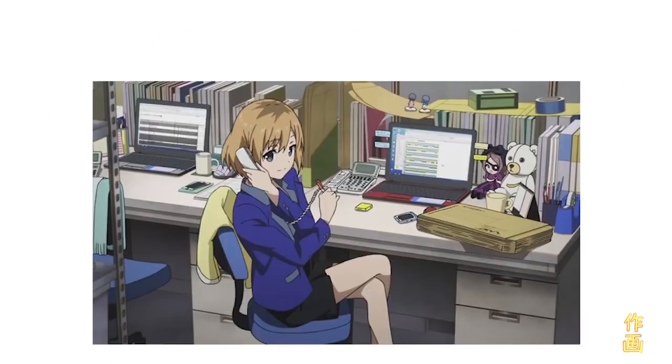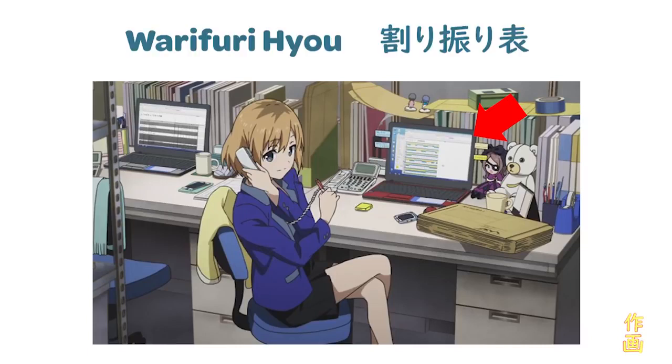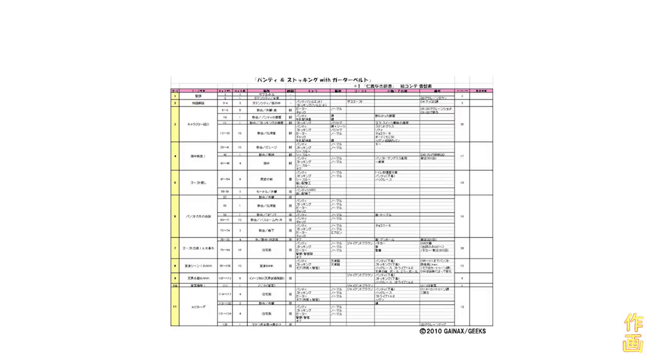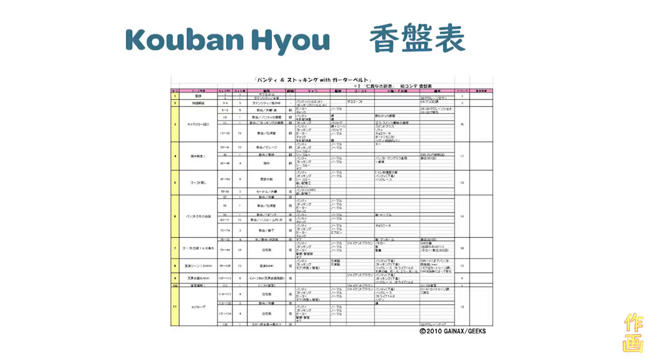Before the meeting, cut assignments will have been made in negotiations with the production staff. The production manager makes a document breaking down all the cuts up into blocks. This is known as wari furi hyo. They also create a document detailing what characters are in what cuts, with what weapons, tools, etc. This is known as kouban hyo. It is used to decide which model sheets are given to the animators.